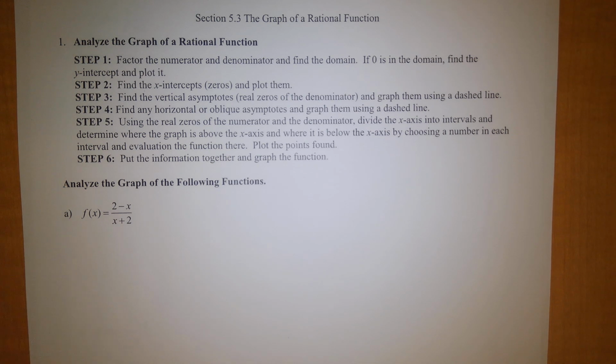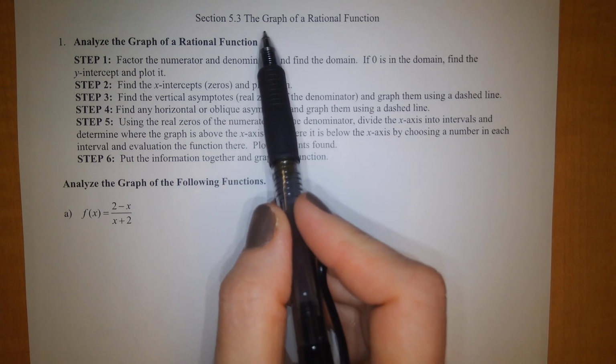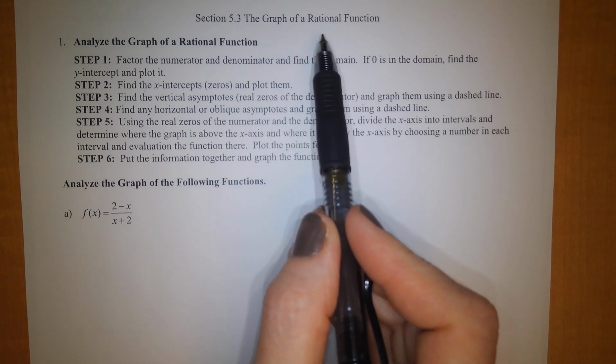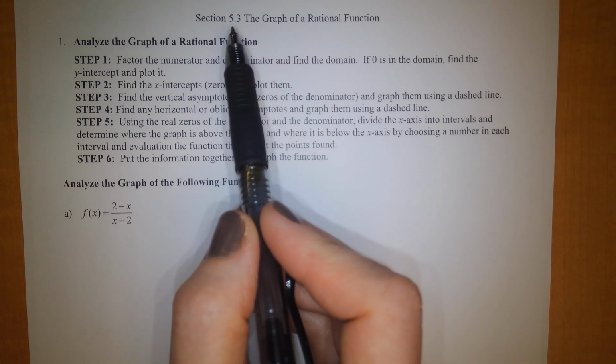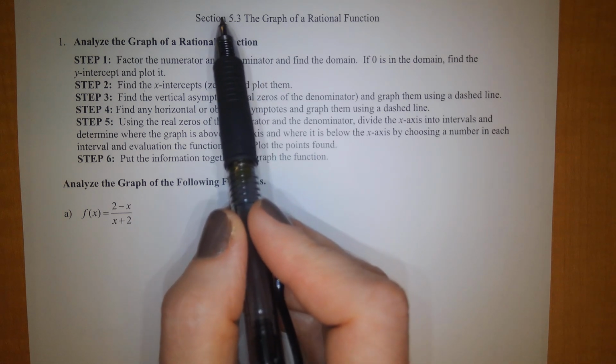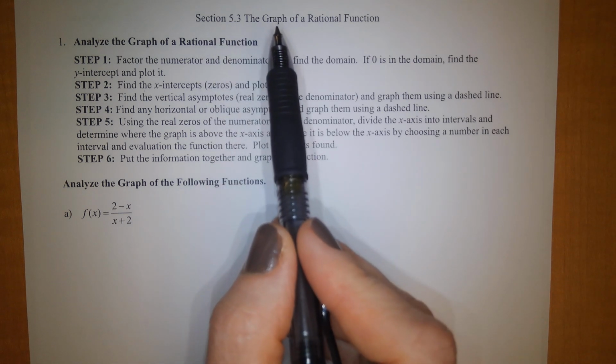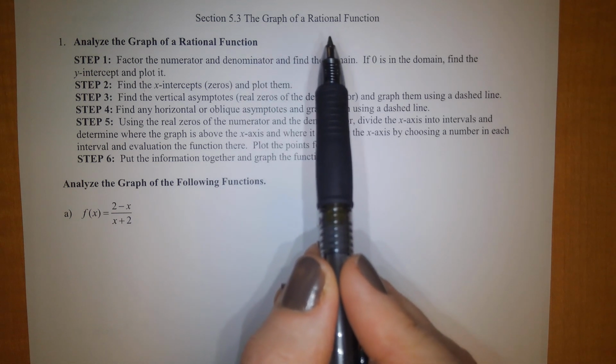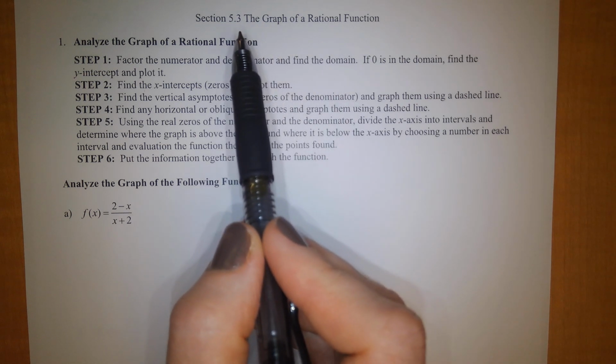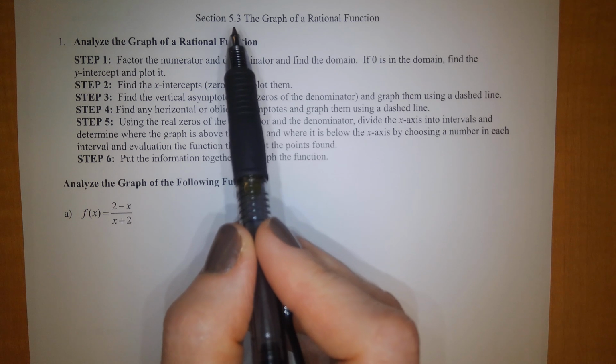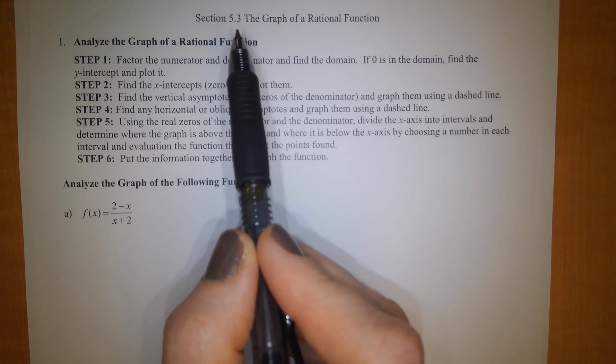In section 5.3, we're going to be analyzing the graph of a rational function. So we're going to take everything we learned in sections 5.1 and 5.2 and put it all together into creating the graph of this rational function. If you haven't already gone back and looked at sections 5.1 and 5.2, now would be a good time to do so.